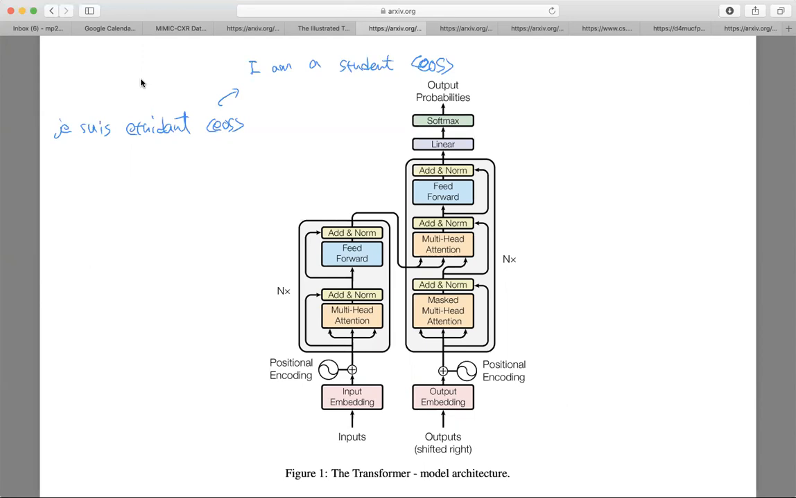So the "Je suis étudiant" and the end of sentence termination symbol will be here. I mean, "Je suis étudiant," end of sentence.